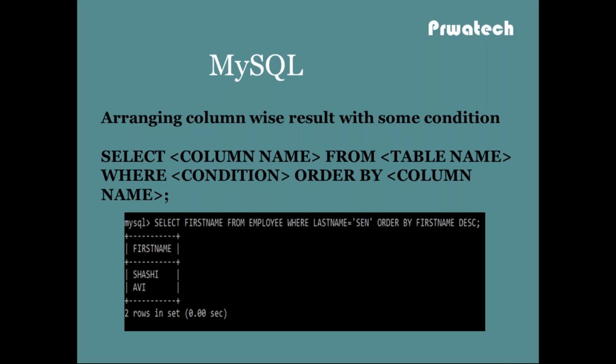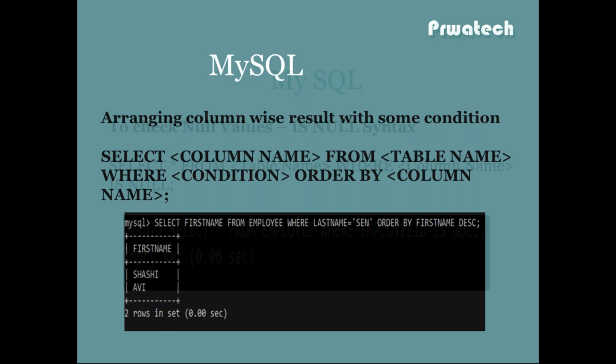So here in the screenshot, as you can see, we have written SELECT first_name FROM employee, which is the name of our table, WHERE last_name is equal to Sen as our condition here, and then we have written ORDER BY first_name DESC, as we want the descending order with regard to first name. So here it shows the first name column where the last name is Sen, and you can see first name is shown in descending order. First is Shashi, then it is Avi. Let's move on to our next syntax.